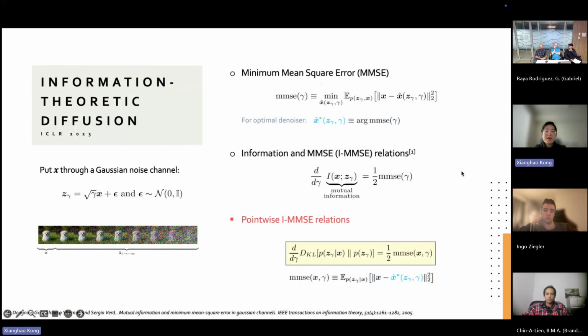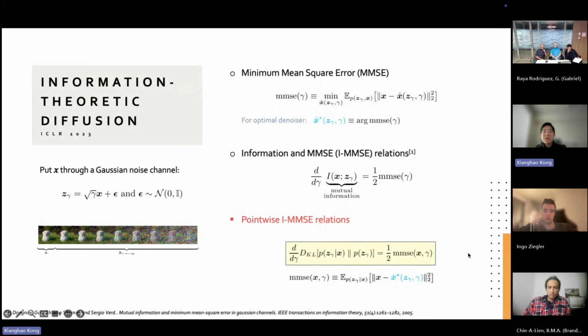But they don't propose how to calculate the pointwise I-MMSE relationships, right? For example, when we calculate mutual information, we need to go over every data point in this data set. But if we only give one data point, for example one image, how to build up the relationship between this kind of information and MMSE? So that's why we propose this pointwise I-MMSE relationship.